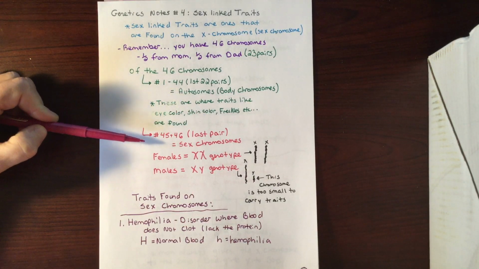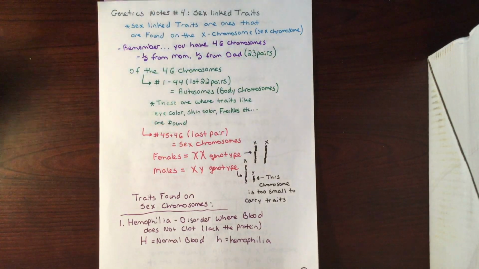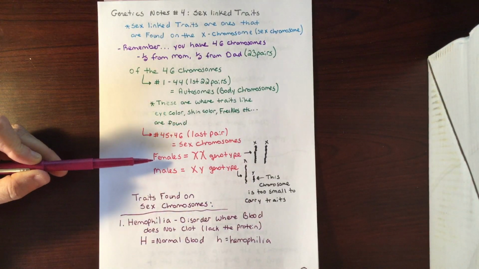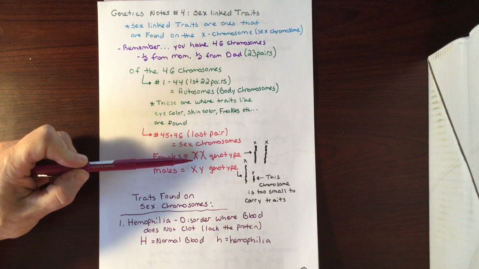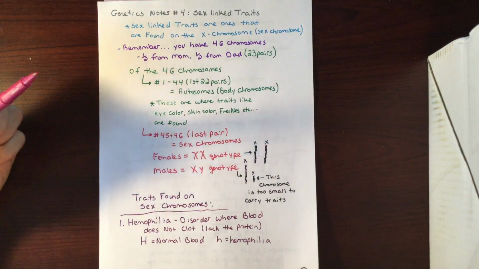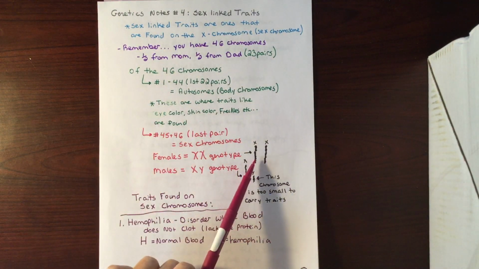Your last two, numbers 45 and 46, are known as your sex chromosomes. These determine whether you are male or female. If you are female, your genotype is XX. Your chromosomes don't really look like X's. Remember, the only time you see them like this in that sister chromatid form is when they've replicated and are physically getting ready to be pulled apart. Usually we'll see them as a singular chromosome.